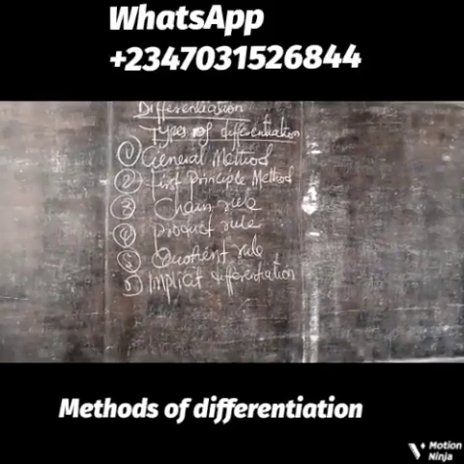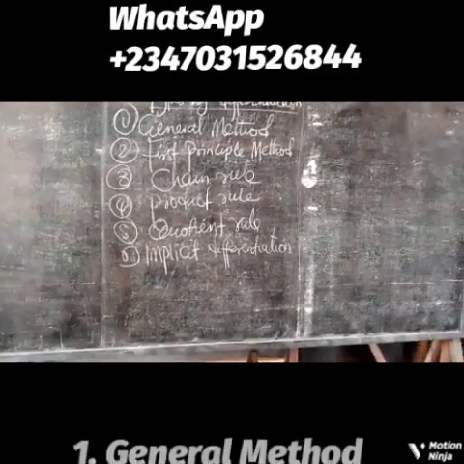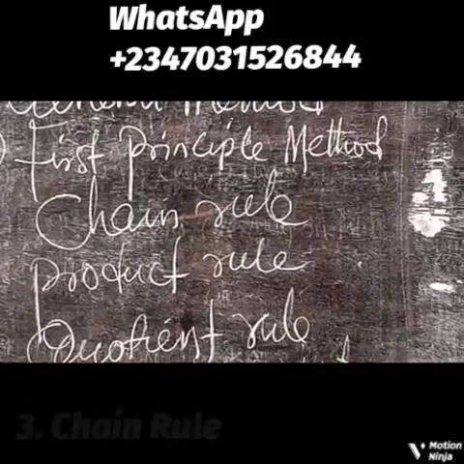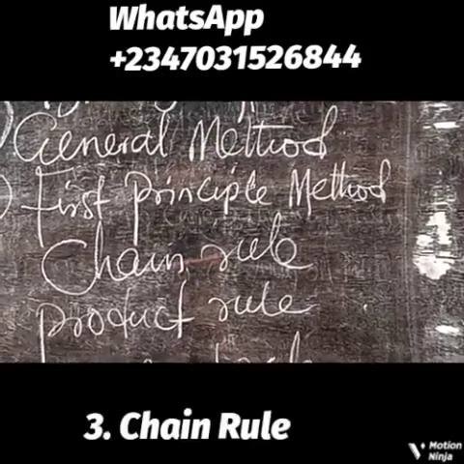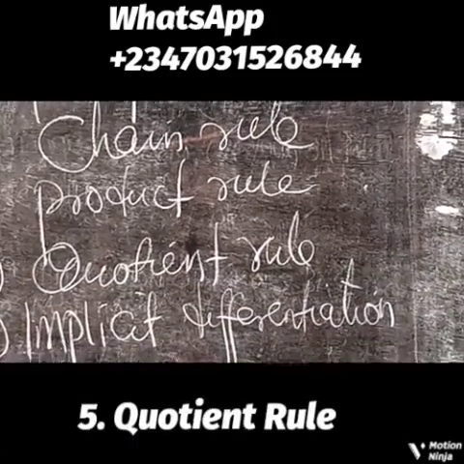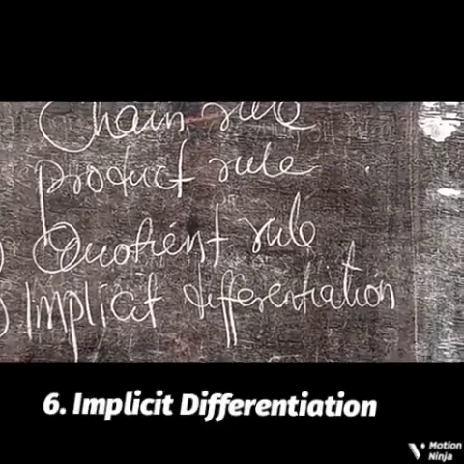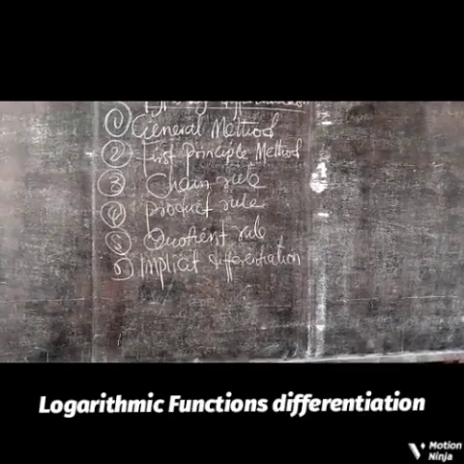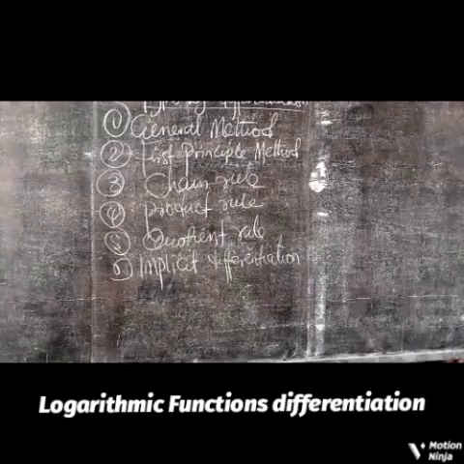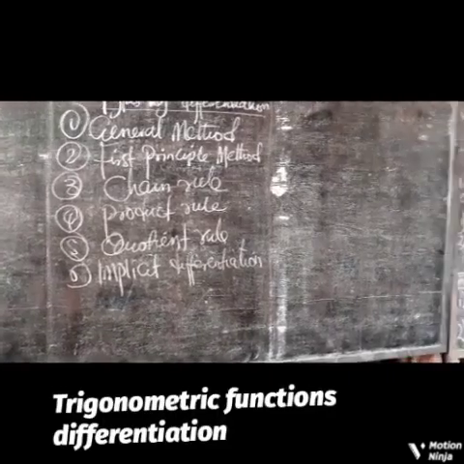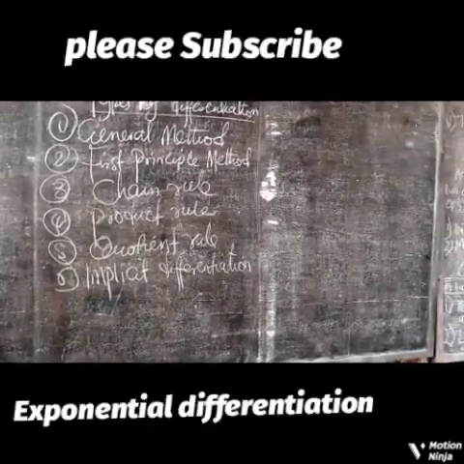So looking at the board now, you can see the various aspects. I will try to zoom a little bit so that you can actually see what we're referring to. General method is there. First principal method, chain rule, product rule, then we'll have the quotient rule, then we'll also have the implicit differentiation. However, there are other differentiation concepts we'll be bringing to your notice, but they still fall within the range that we've already stated above.